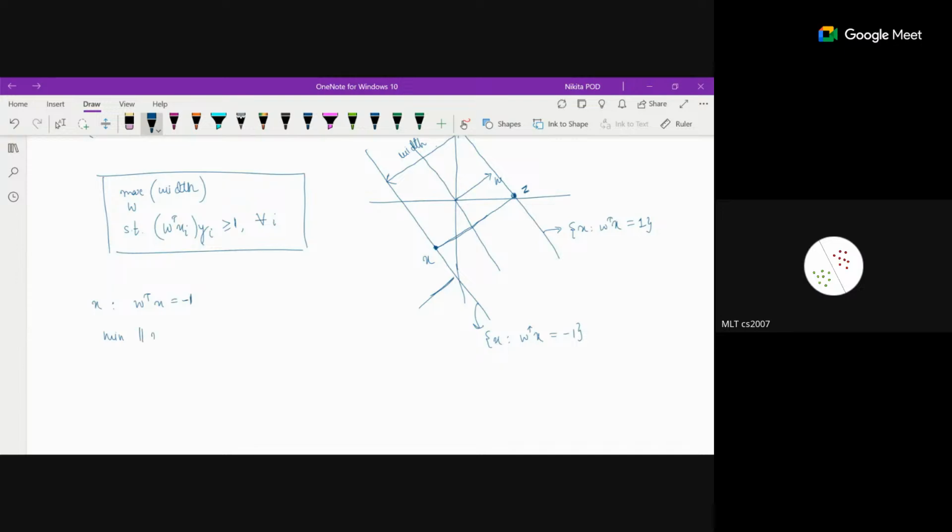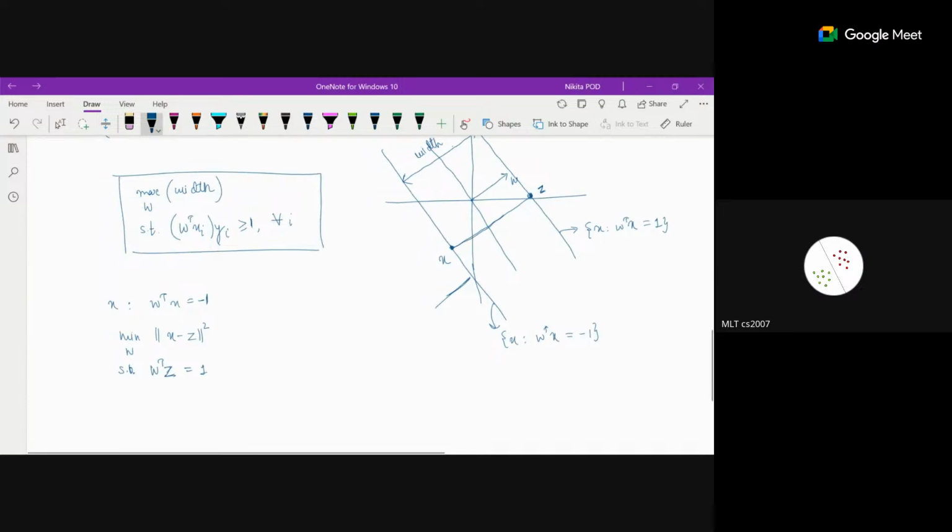That can be written as X minus Z norm squared, where you're minimizing over W, such that we want Z with W transpose Z equal to 1, because we want that Z to be on the other line, right? So such that my W transpose Z becomes 1. So now this is my problem.